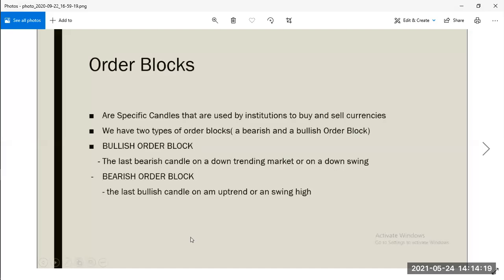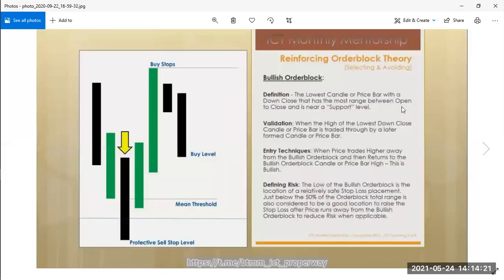How do you know that a candle is now an order block? So here we are using this example, the bullish order block. This is down to up. The last down candle here is this one. Last down candle, so that is now a bullish order block.